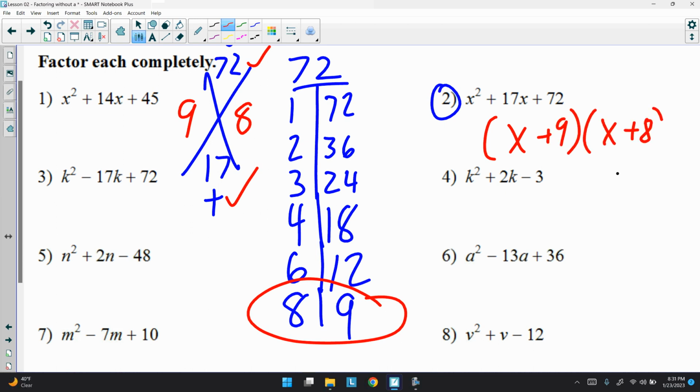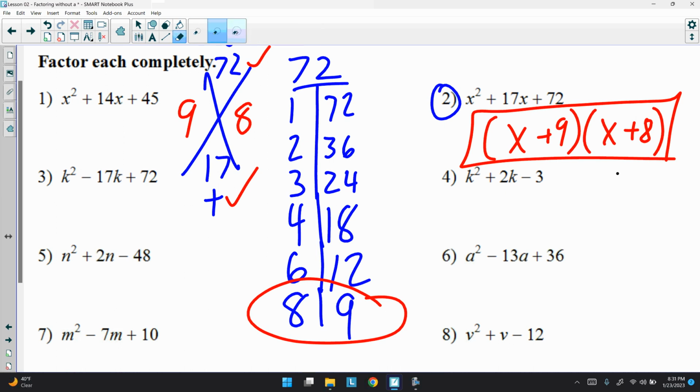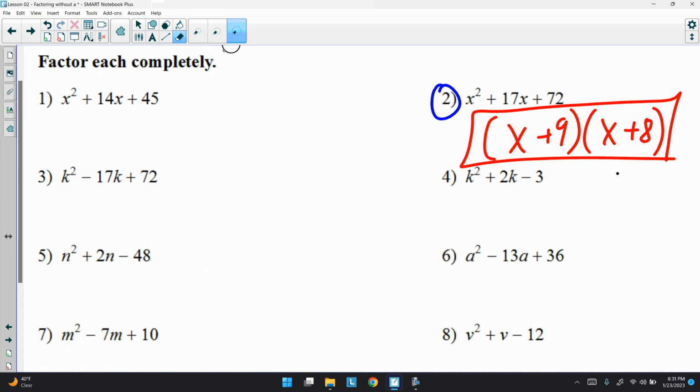Ooh, that was a lot. Pause the video if you want to copy this. If not, I'm going to delete the middle here. Alright, let's, I don't know. 4 looks easy enough too. Again, play the X games.